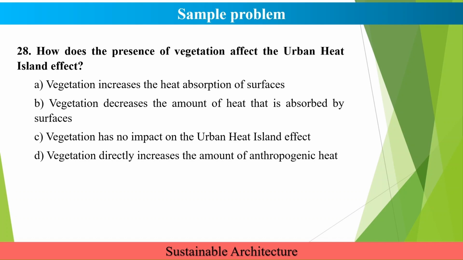Since vegetation absorbs the solar radiation through processes like photosynthesis and transpiration, it will prevent the heat from being absorbed by the surfaces, and it will help in reducing the intensity of the urban heat island effect. So B is the right answer. Is that clear? Okay, thank you. So let's move to the next question.